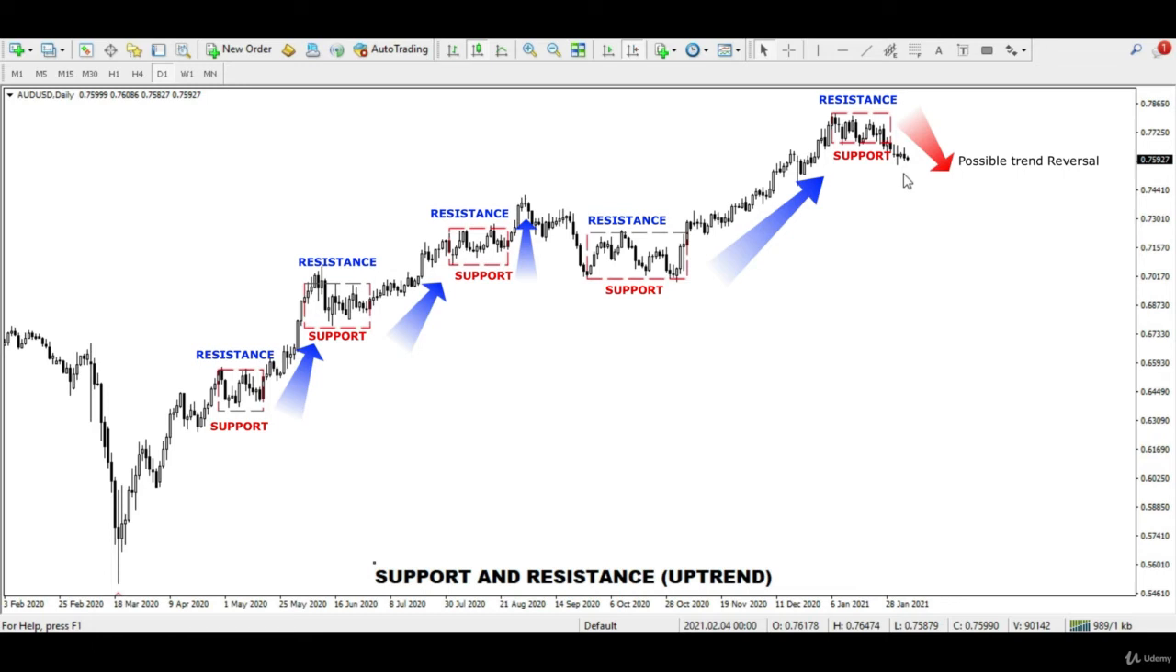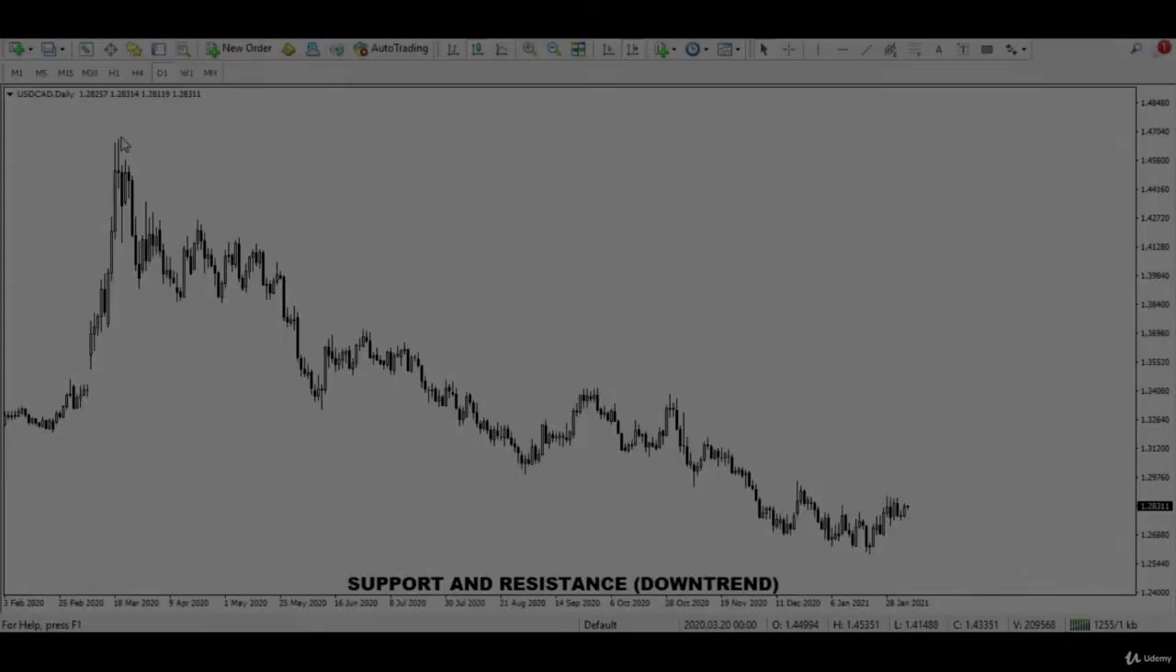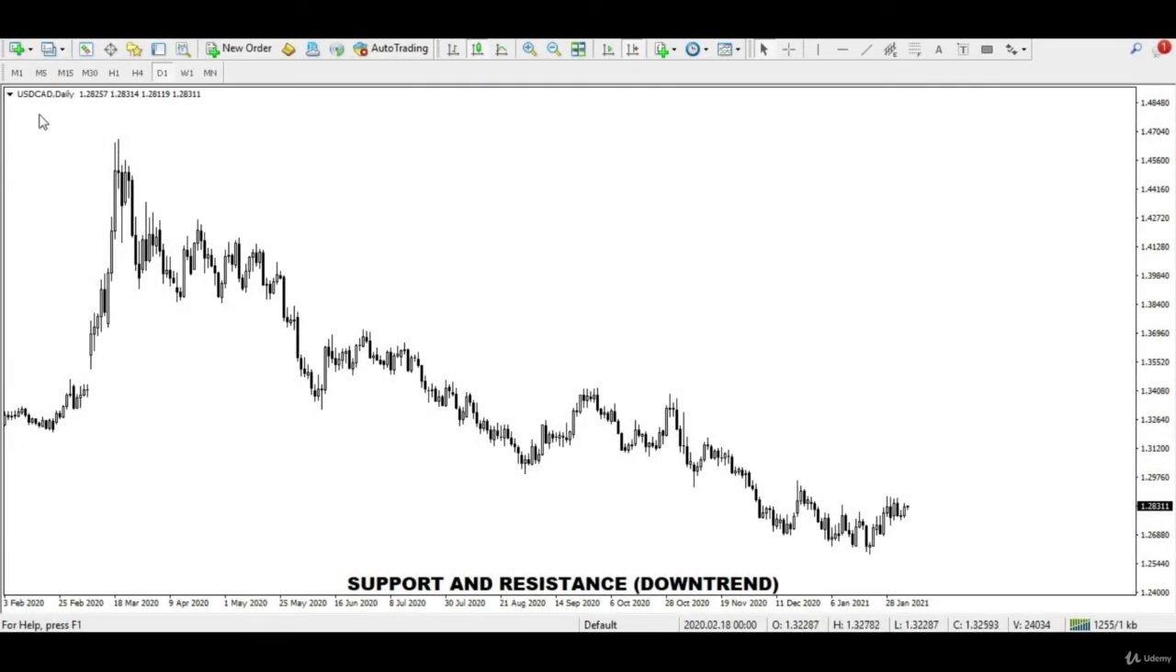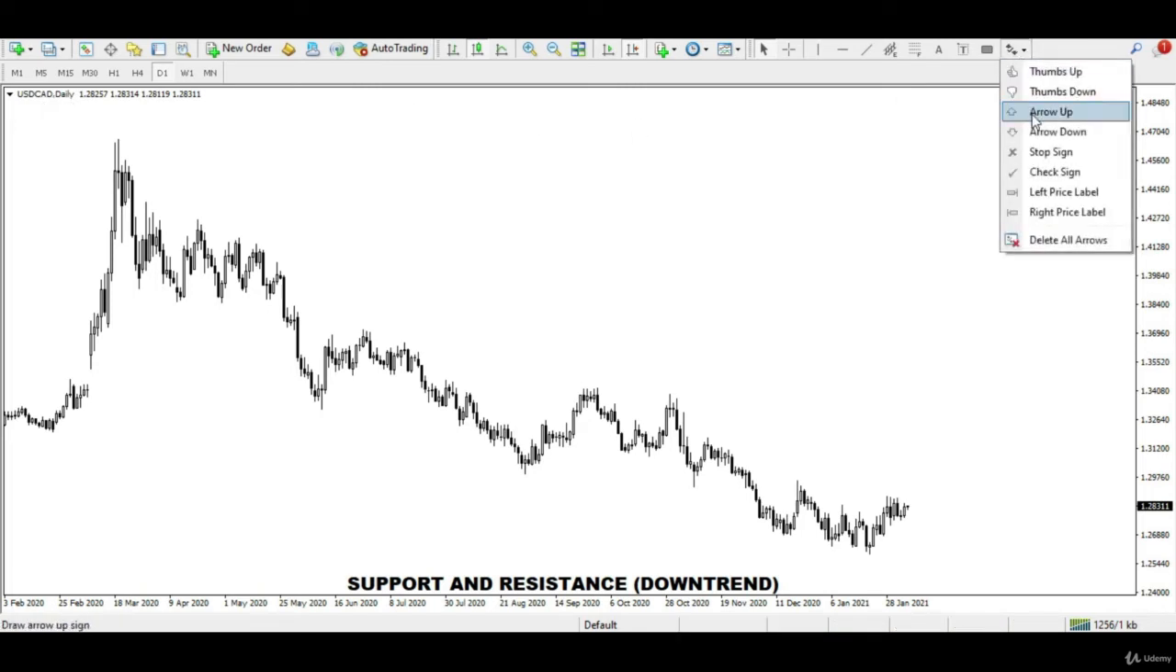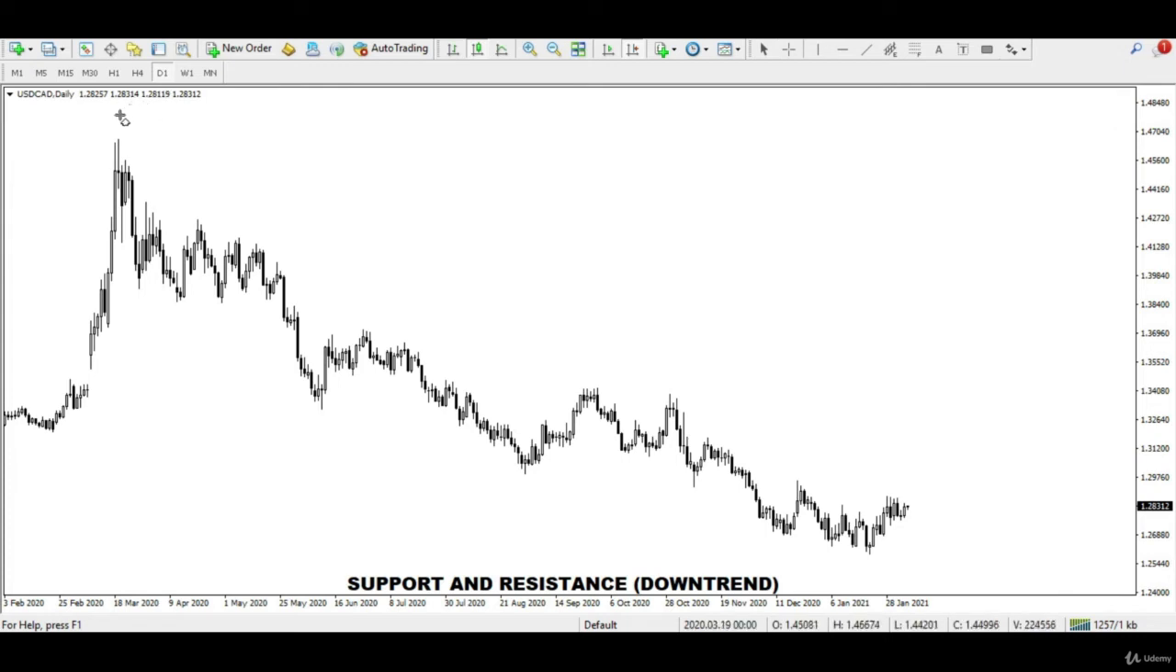Now let us quickly study support and resistance in a downtrend. Guys, we're looking at US dollar, Canadian dollar daily charts. From this price high, you can see that the overall trend is a downtrend as we speak. Once again, I will label all the clear sideways price movement on this pair.